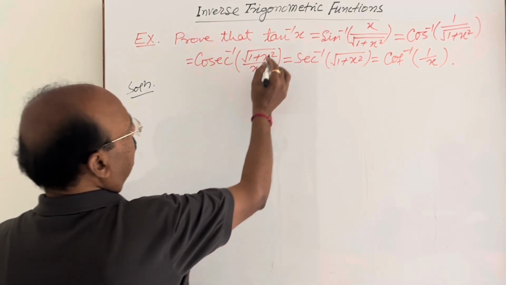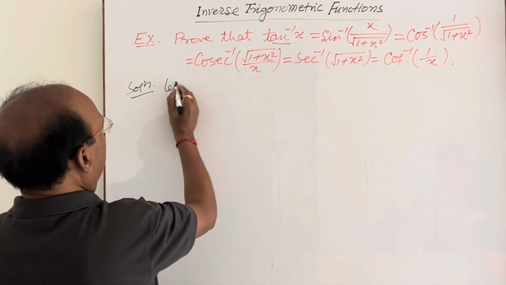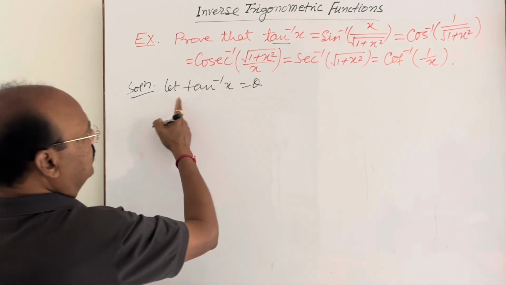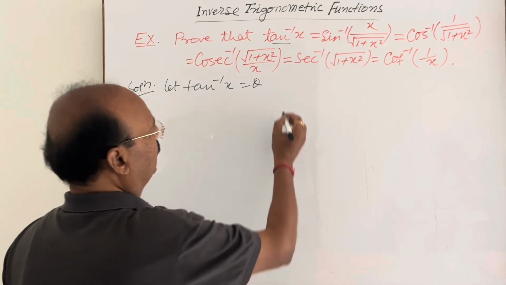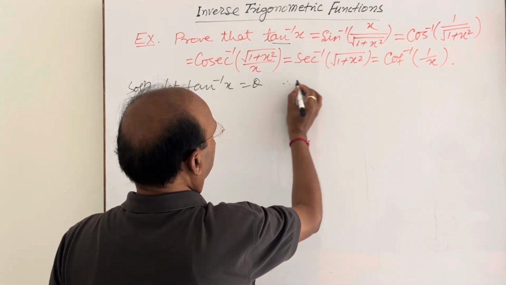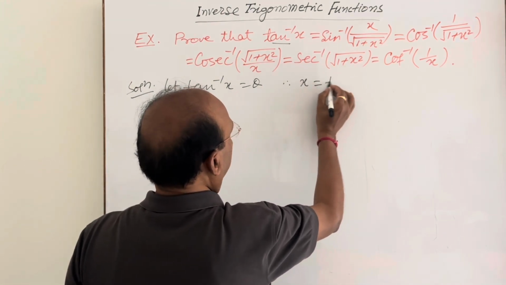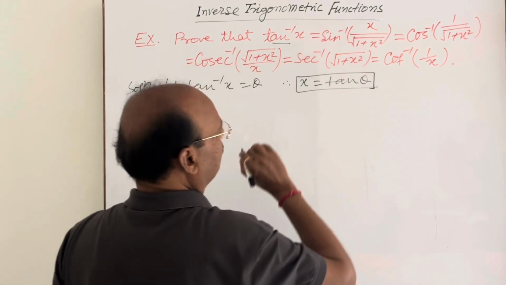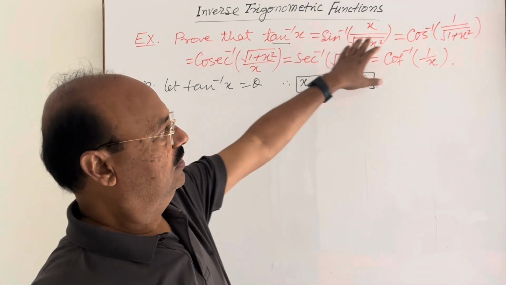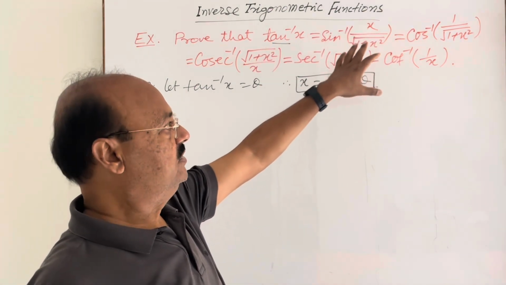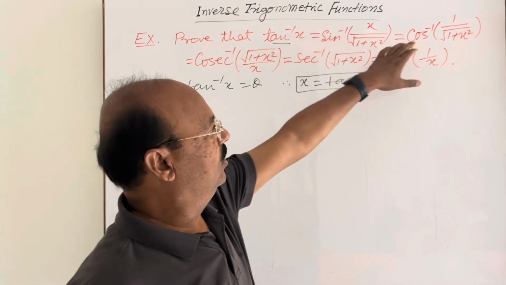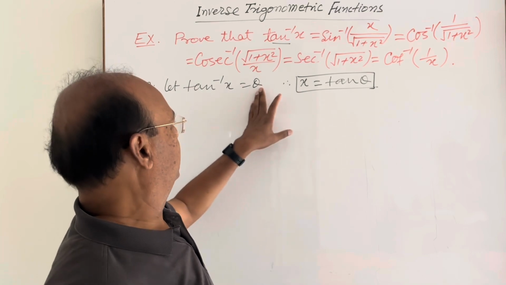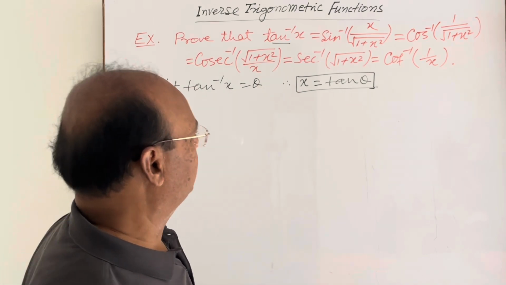Here we will start with this part and we'll suppose that tan inverse x is equal to theta. Let tan inverse x is equal to theta, and therefore x is equal to tan theta. Okay, this is a very important relation which will be used in all these inverse trigonometric functions to prove that each of these inverse trigonometric functions is equal to theta. Okay, so let us see how to proceed.